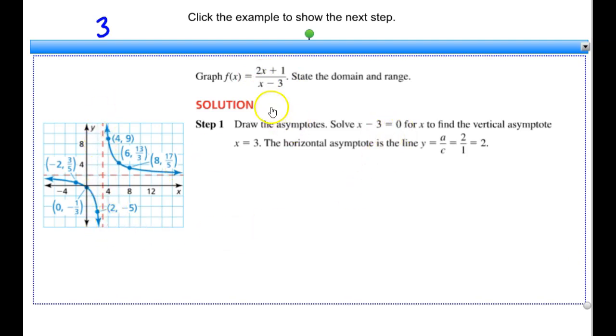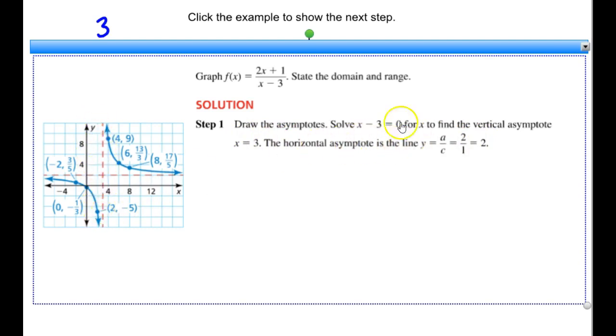That go up and down. Because I know that I cannot have an x value in the denominator that will make the denominator 0. So I solve that for 0 to find my vertical asymptotes. So my vertical asymptote is going to be x equals 3. So I can go ahead and draw that.